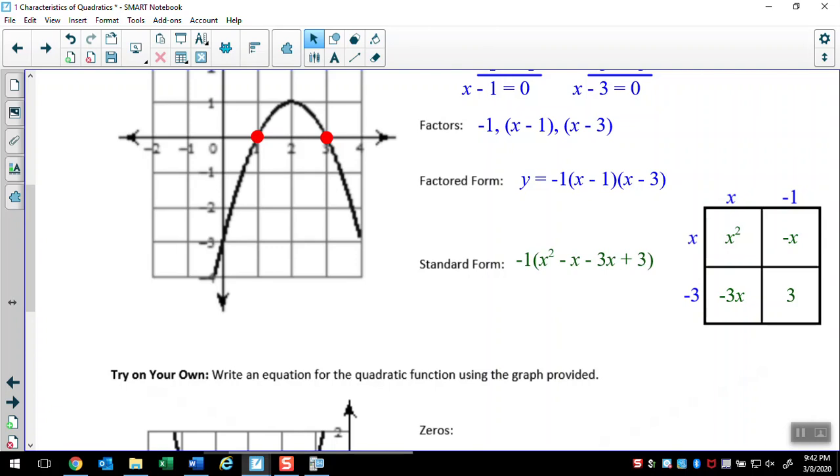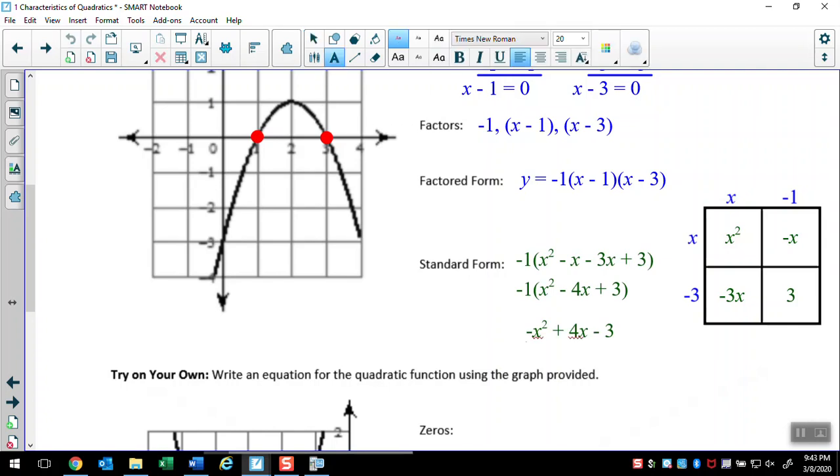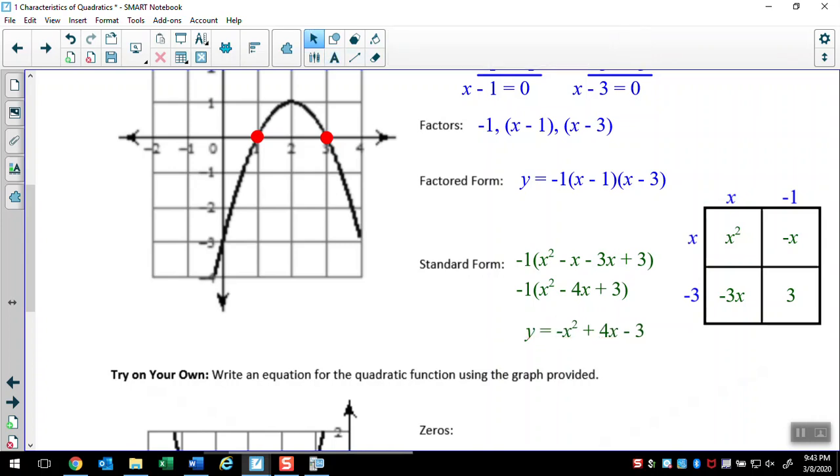Remember, I haven't done anything with that negative 1 yet, so that just comes down. Now I can take that negative 1 and distribute it to everything inside. Or actually, before I do that, I am going to combine those middle like terms, so I end up with this. Now I can distribute my negative 1, and we end up with this. And then it really should say y equals. So let's just add that in. So now we have our standard form.